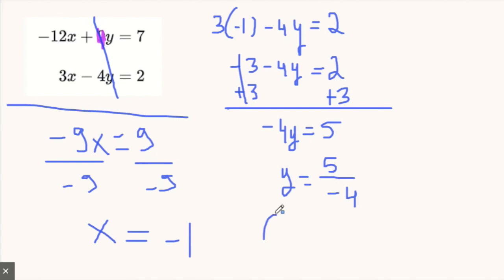And in order to answer this question, our x value is going to be negative 1. Our y value is going to be 5 over negative 4. And that's how you use the elimination method to answer some systems of equations questions.